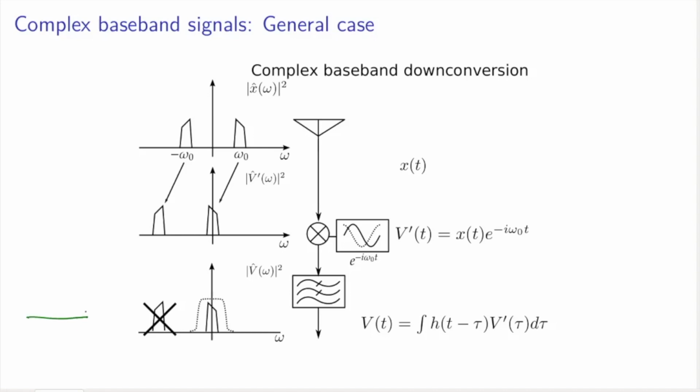Finally, the bottom plot shows the spectrum of the signal after low-pass filtering has been applied to remove the high-frequency components of the signal, which were shifted to around minus 2 times omega naught. The resulting complex baseband signal is now centered around zero frequency, and it is complex valued because the spectral components no longer are conjugate symmetric.